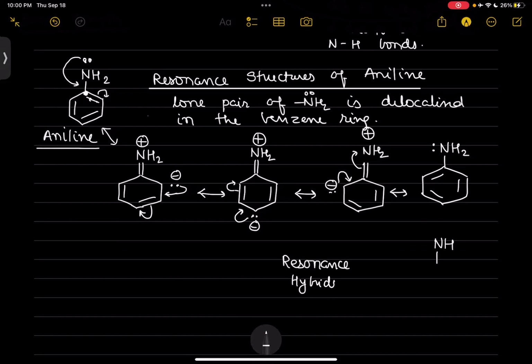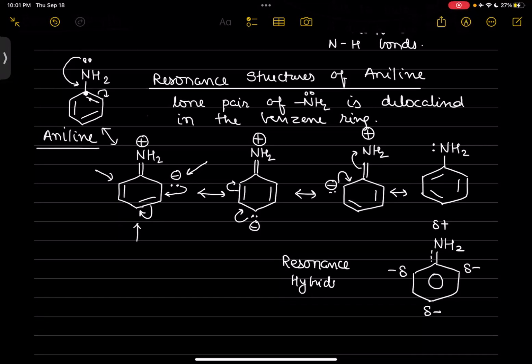And it will have negative charges and a positive charge on NH2, and negative charges on ortho and para positions. Because if you take the average, you can see that this is ortho, and this is para, and the charge is moving through these positions. So overall, there is some increased electron density at ortho and para positions.